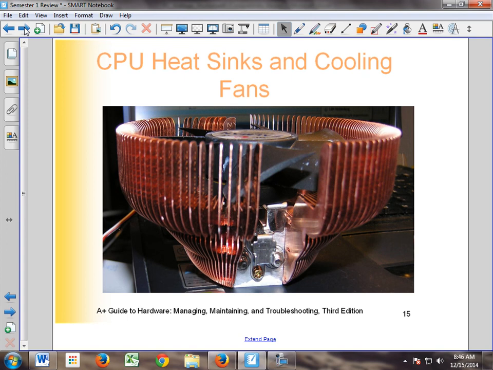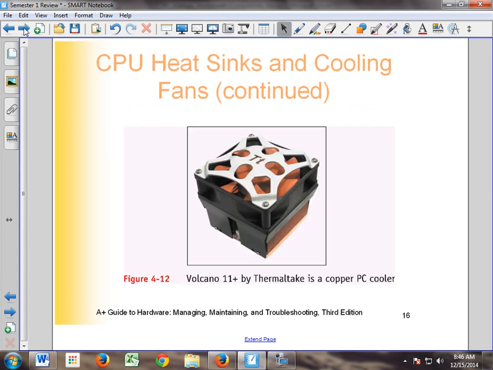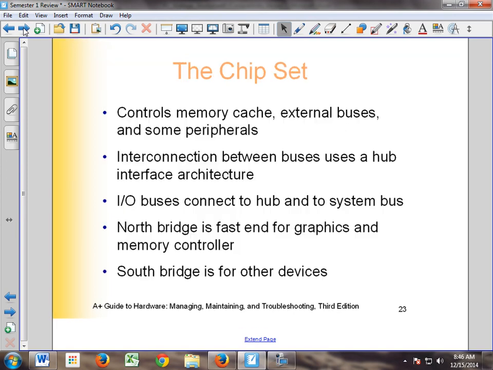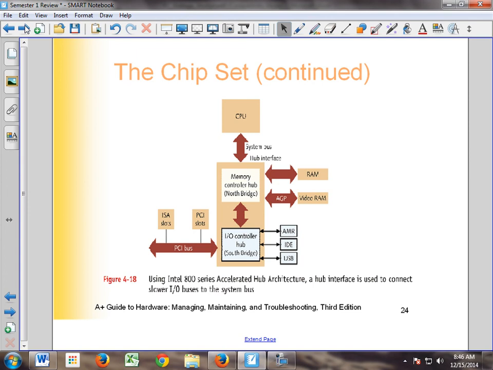We talk about how the CPU has to stay cool, and I did show that one video in class with it pulling out, right? I only show that to the other class, I show it to your class. Chipset controls the flow of information. Northbridge is faster because it does graphics and memory. Southbridge does everything else.